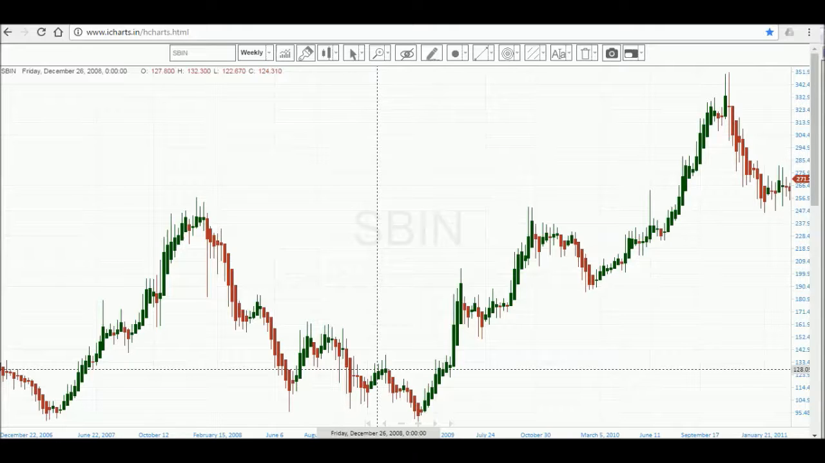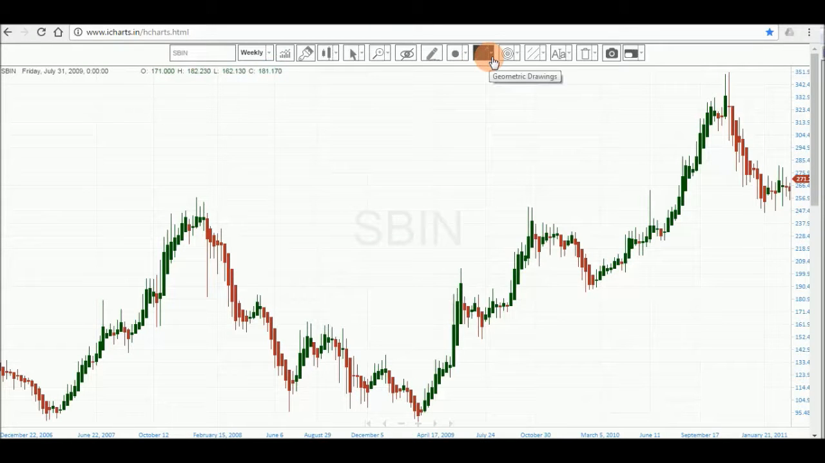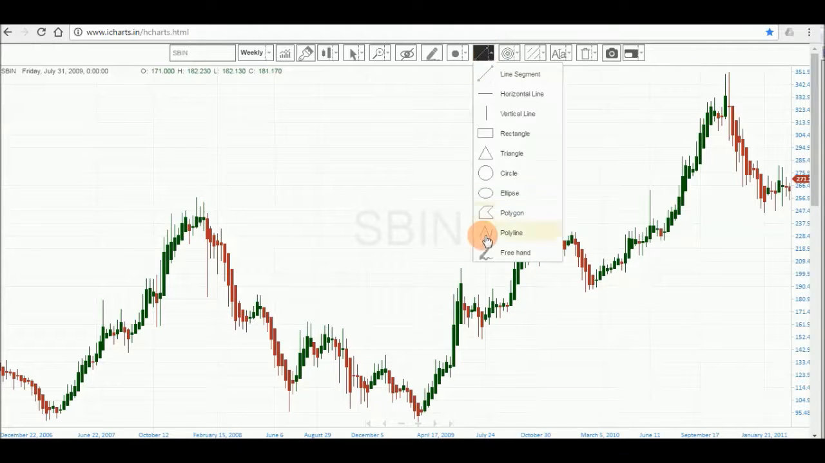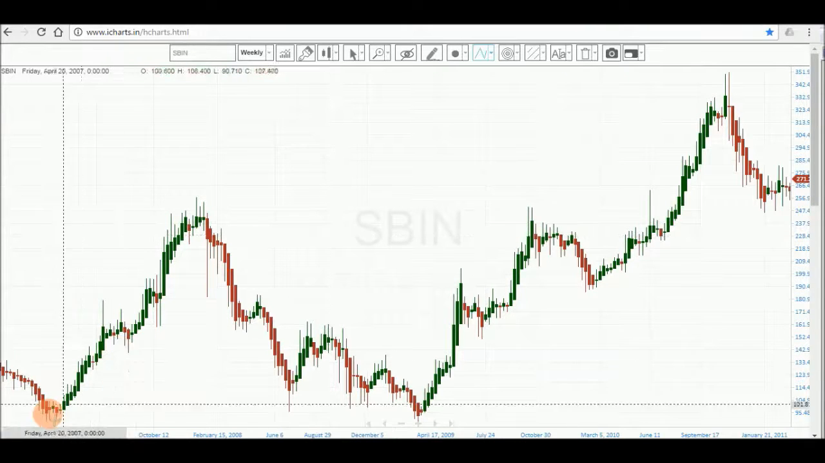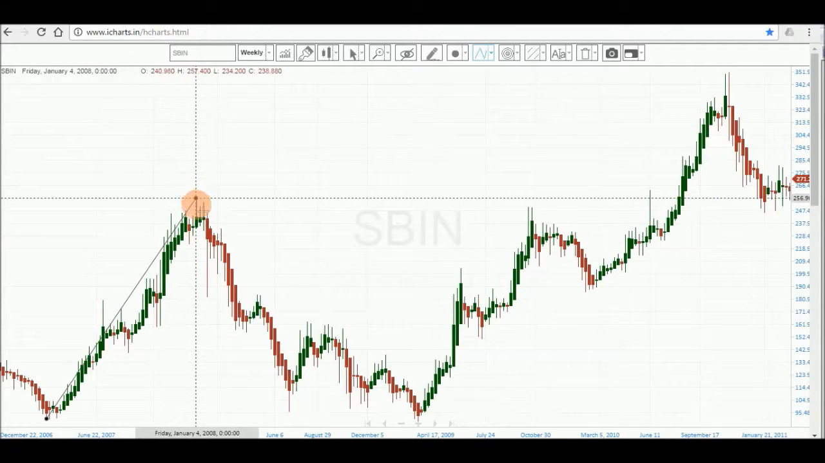Now for beginners who have trouble spotting the support and resistances, you could probably use the line tool, as I will show you next. I personally like to use the line tool to draw over the price movement, as it helps me to spot the price action better. However, you may or may not choose to do it. Okay, so let me just show you. This is iCharts, and you are seeing the weekly chart of State Bank of India. So pick the polyline tool from over here and just draw the price action.